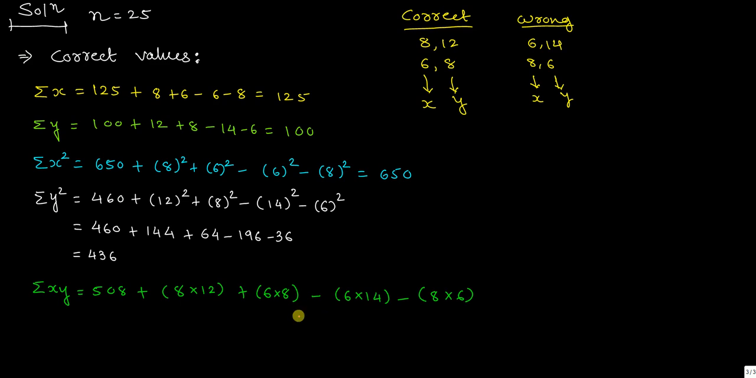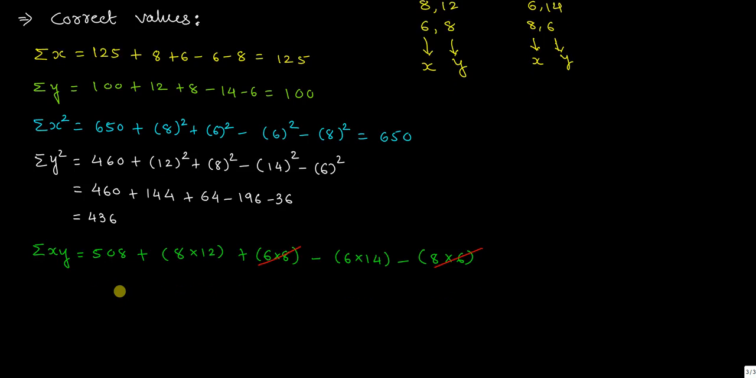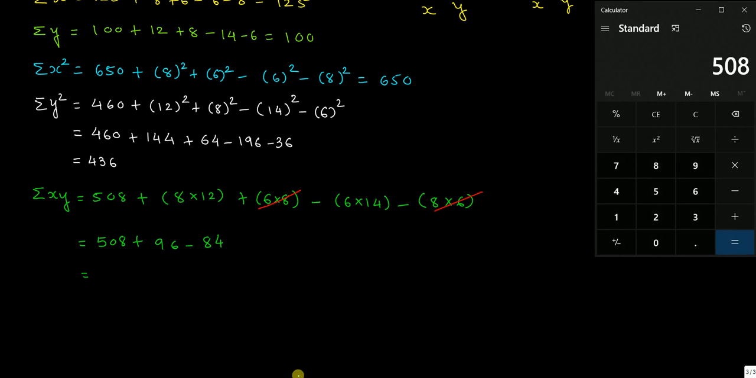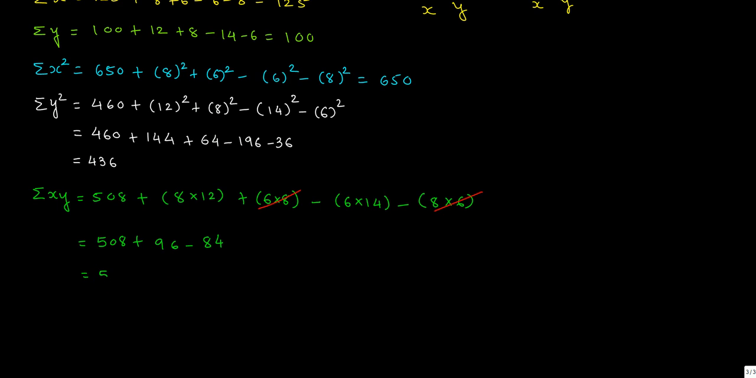બંને તો cancel થઈ જશે. 6 into 8 48, 8 into 6 48. Okay. બાકી જે calculation છે એ આપણે કરીએ. Sigma xy is equals to 508 plus 8 12s are 96 minus 80. So it gives us 508 plus 96 minus 80, 520. Sigma xy is equals to 520.